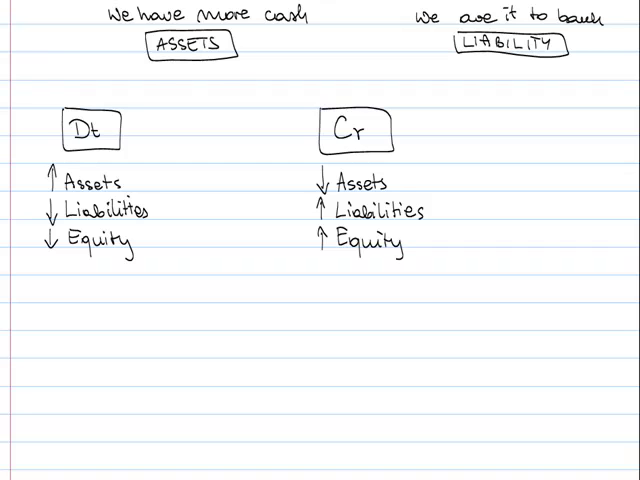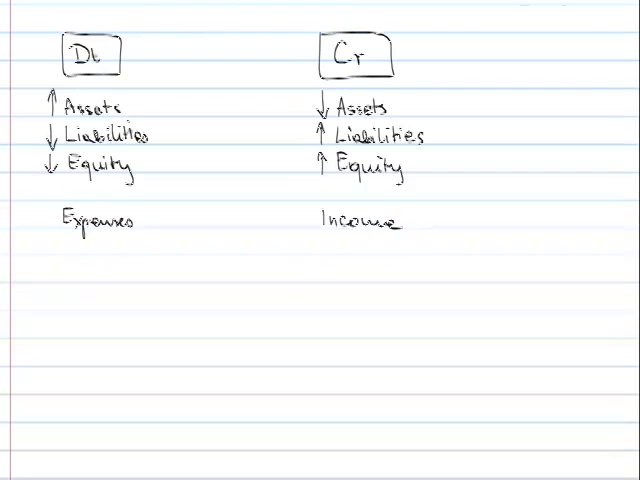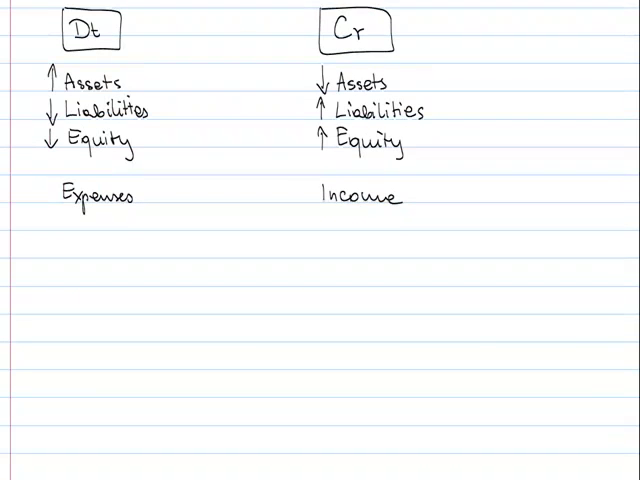There's one more thing to explain. What about revenues and expenses? Well, all items of income are credits and all expenses are debits. Now, how to remember that?